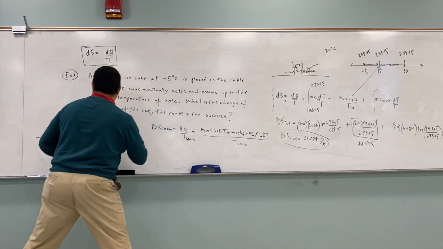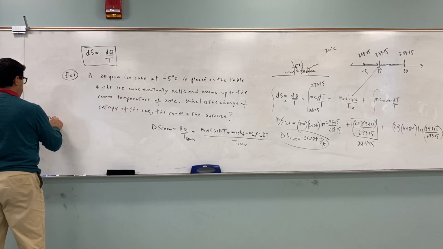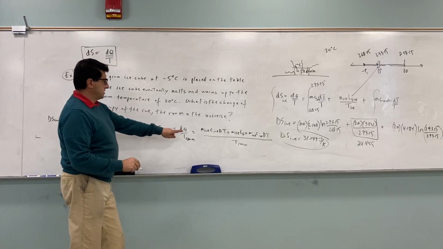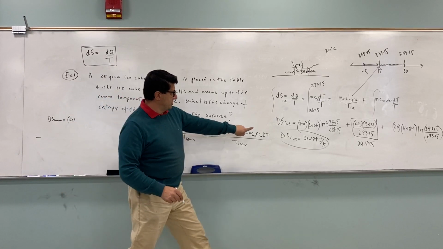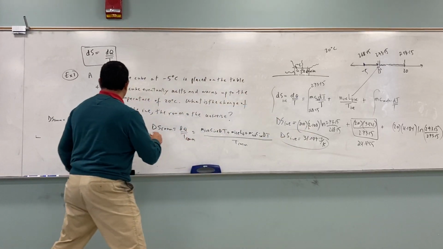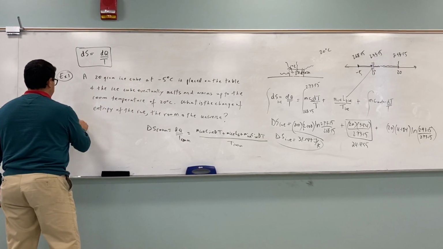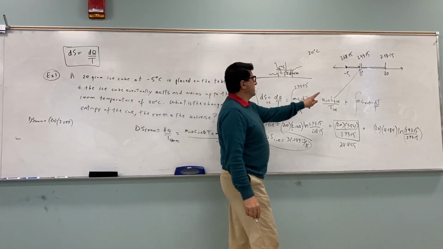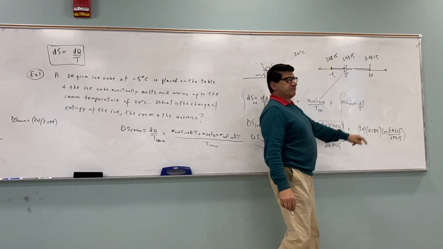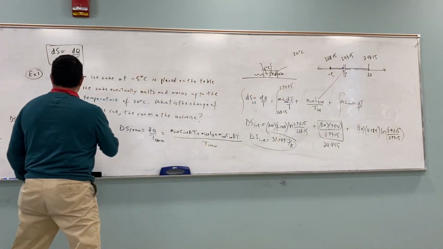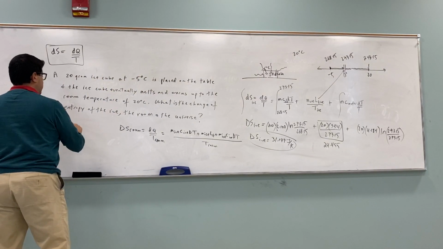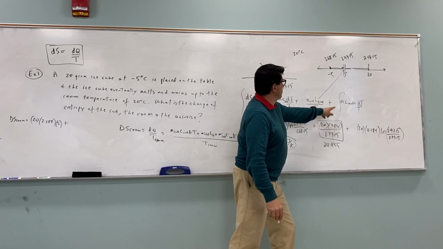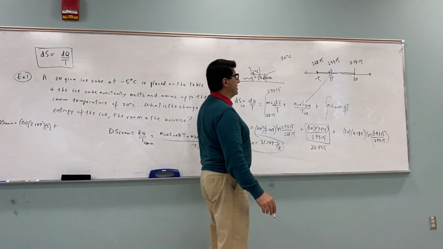So then the delta S of the room is going to be 20 grams here times this guy, which is 2.108, times change in temperature, which is from -5 to 0, which is 5 degrees, plus the 20 times the 334, which is the amount of heat that goes into the ice to melt it.